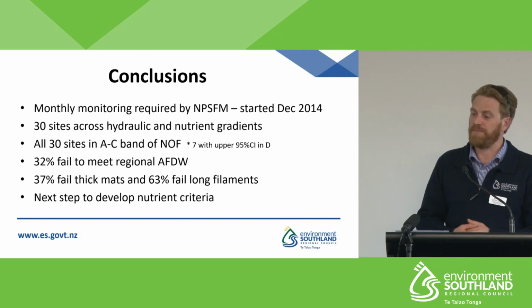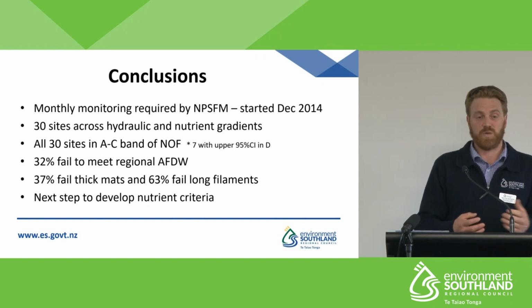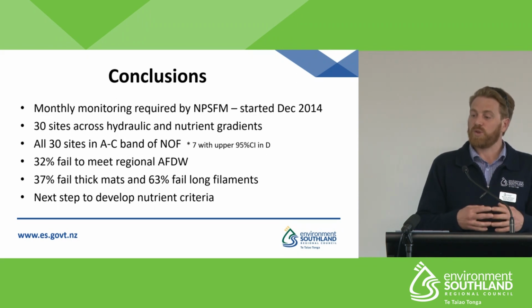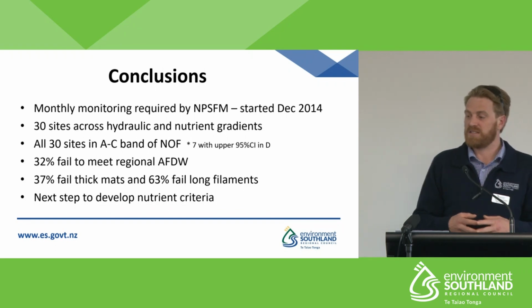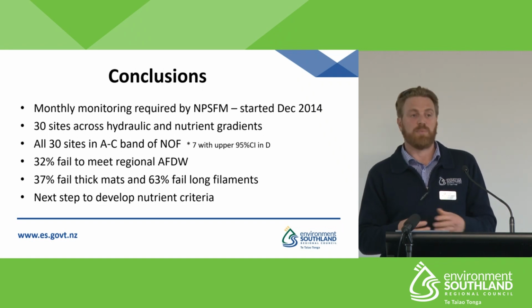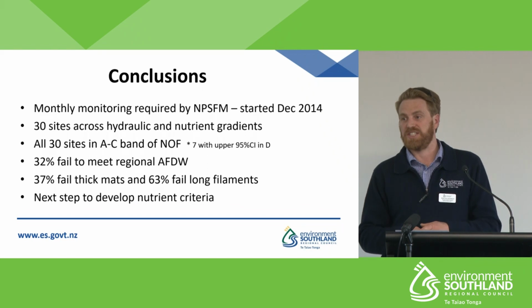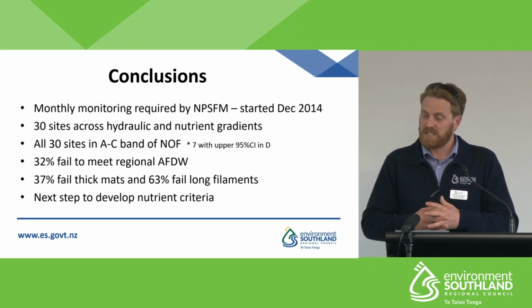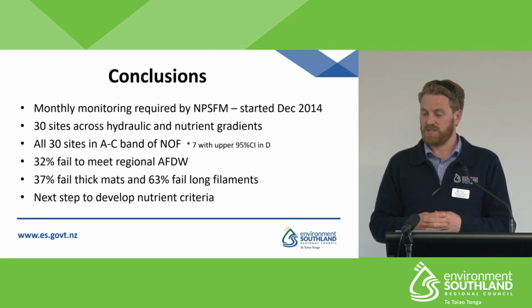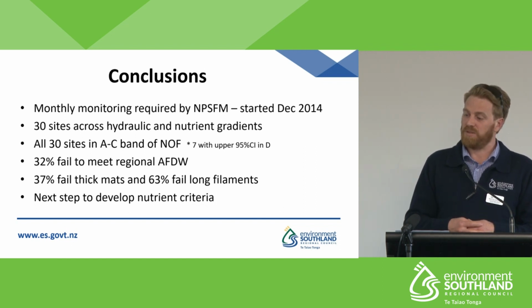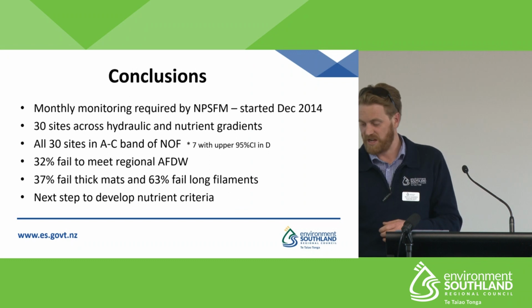So in conclusion, monthly monitoring was required, and we started that in 2014 with a new network of 30 sites. All 30 sites are in the A to C band. I do note that 7 sites came through with an upper prediction interval which is in the D band. 32% of them fail to meet regional ash-free dry weight standards, 37% fail the thick mat standards, and 63% the long filament standards. So the next piece of work ahead of us is to use this data set to inform the development of nutrient management criteria for Southland rivers and streams.